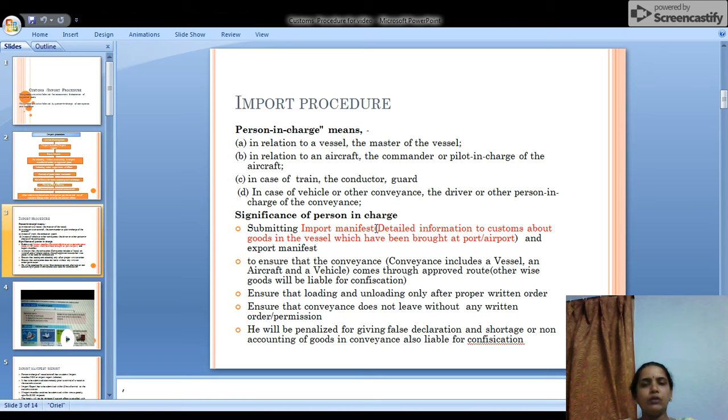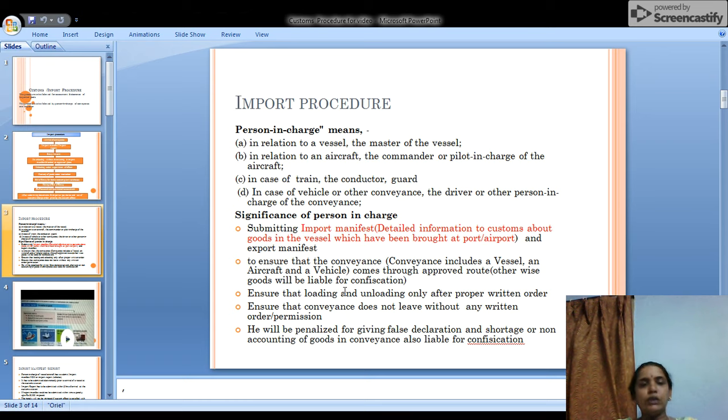Import manifest means detailed information to customs about the goods in the vessel which have been brought to the port or airport. Each and everything relating to the goods should be mentioned in the import manifest, and the same applies to the export manifest. He also has to ensure that the conveyance comes through what? The approved route. Conveyance means a vessel, aircraft or a vehicle. Otherwise, the goods will be liable for what? Confiscation.